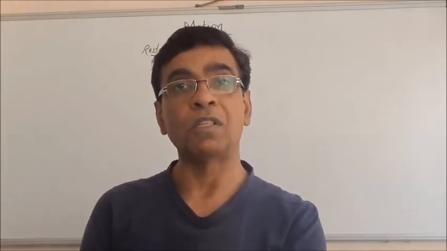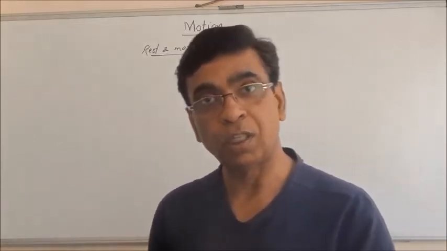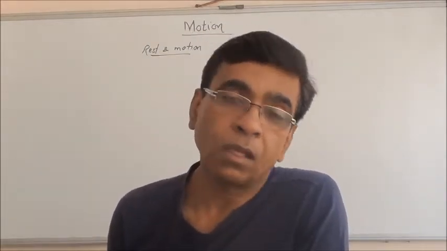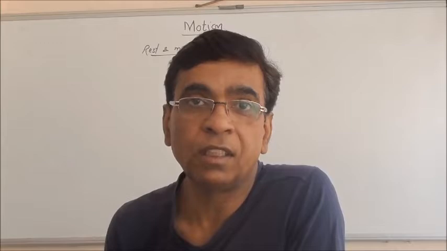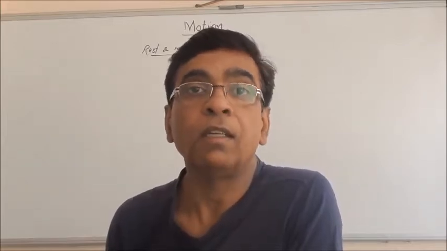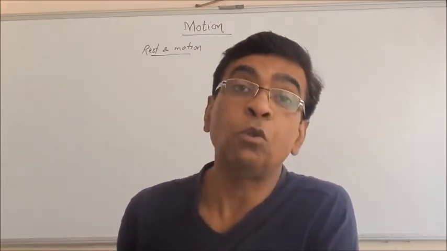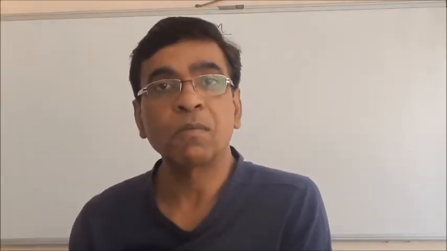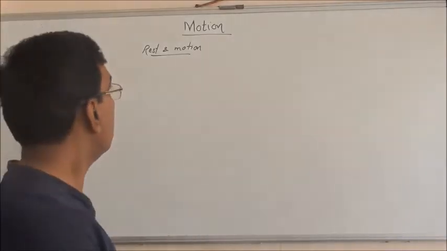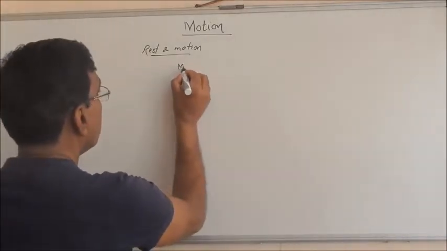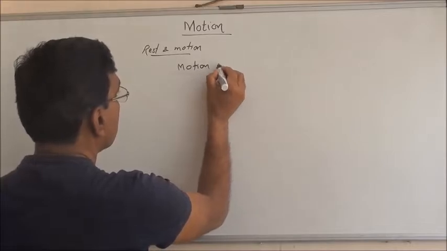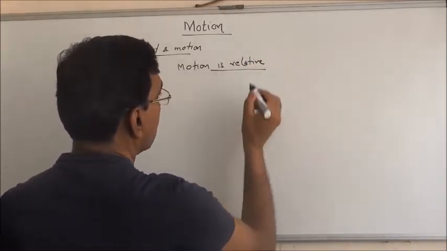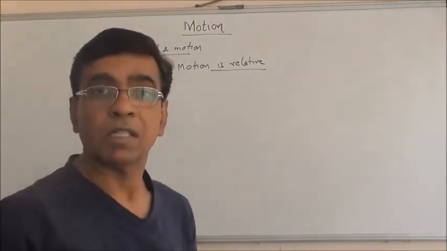We should include this. An object is said to be in motion if it changes its position with respect to some observer. If it is not changing its position, then it is at rest with respect to that person, though the same object may be in motion with respect to another observer. So this is what we mean by motion. Motion is relative. Relative means it is observer specific.